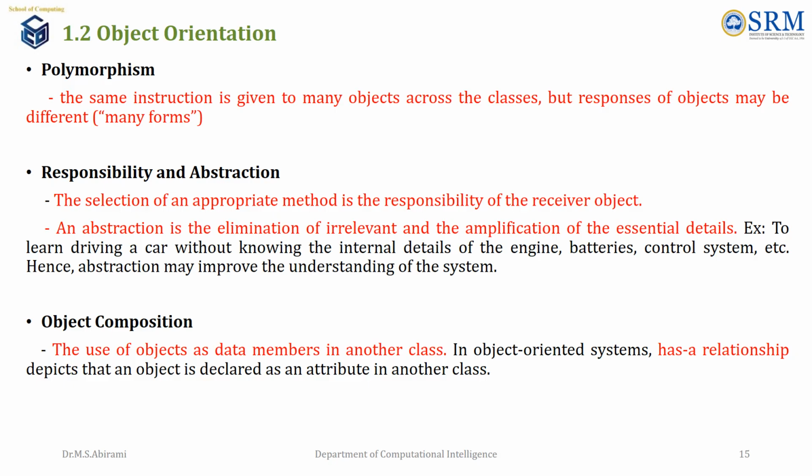The next is responsibility and abstraction. The selection of an appropriate method is the responsibility of the receiver object. And abstraction is the elimination of irrelevant details and the amplification of the essential details. For example, learning to drive a car without knowing the internal details of the engine, batteries, control system, etc. So abstraction may improve the understanding of the system by hiding its complexities. Then object composition is the use of objects as data members in another class. It has a relationship in which an object is declared as an attribute in another class.